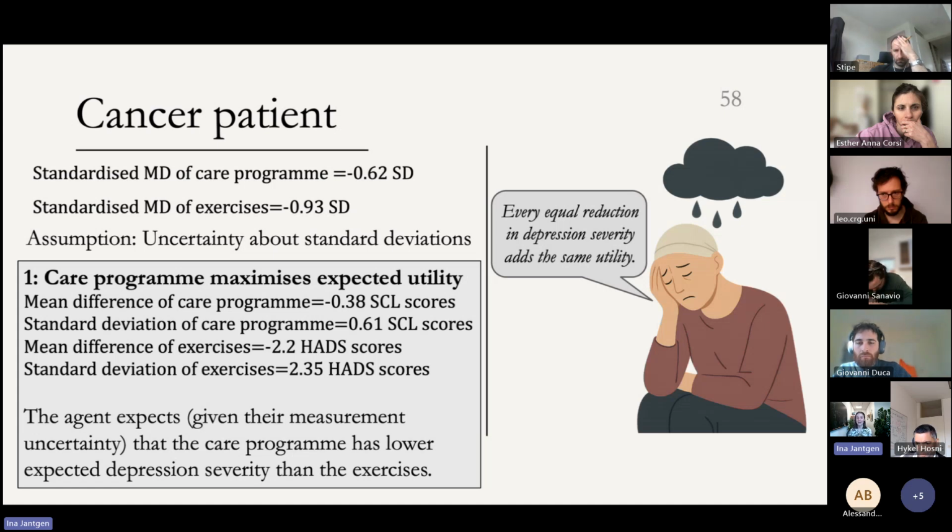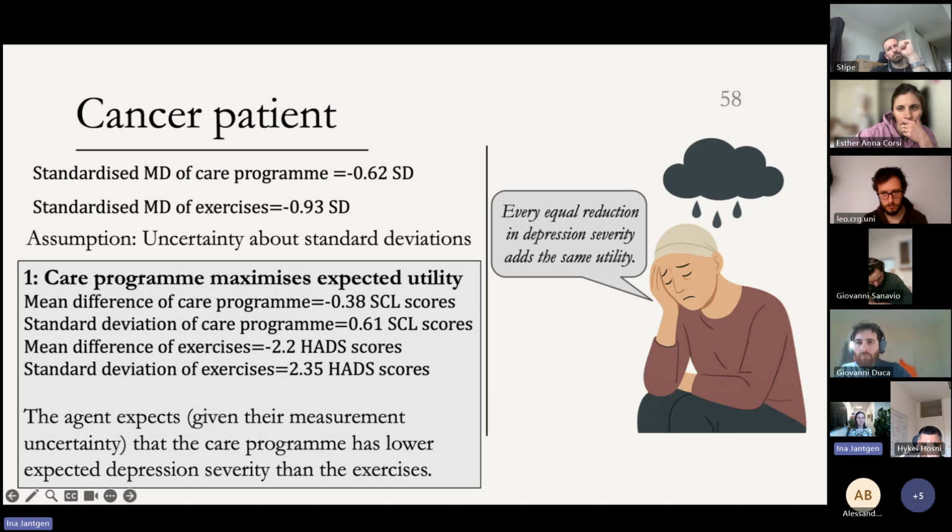Note that I say the agent's best guess, or the agent expects. That's quite different from assuming that the agent is certain that one checklist score corresponds to 6 times as much depression severity as one HEAD score. The agent is not certain like this. The agent is uncertain about the relationship between checklist scores and HEAD scores. It's just their best guess that it's roughly a 1-to-6 relationship. Okay, so in scenario 1, the agent expects that the CARE program has lower expected depression severity than the exercises, and therefore the CARE program maximizes expected utility.